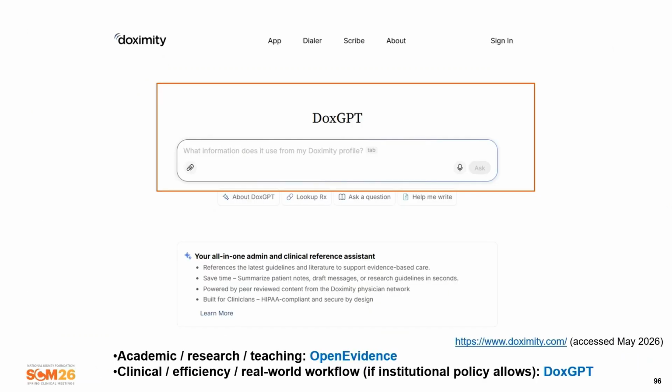So to say that it's not 100% accurate, you always need to check the reference and the primary source to confirm that, okay? For those who cannot access OpenEvidence, you may consider DocsGPT from Doximity. It also can give you the references, and it also uses retrieval augmented generation as a knowledge base as well.